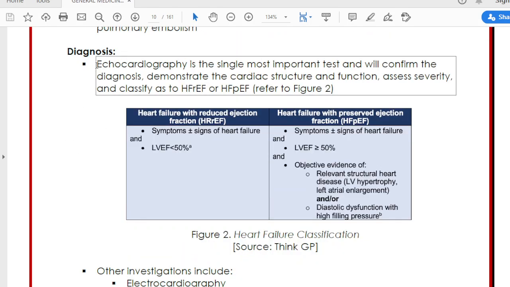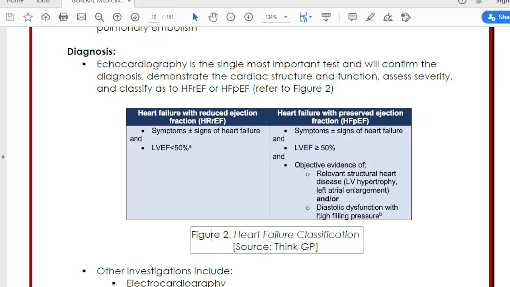Diagnosis. Echocardiography is the single most important test and will confirm the diagnosis, demonstrate the cardiac structure and function, assess severity, and classify as to HFrEF or HFpEF. Refer to Figure 2. Figure 2. Heart failure classification, source: Think GP.